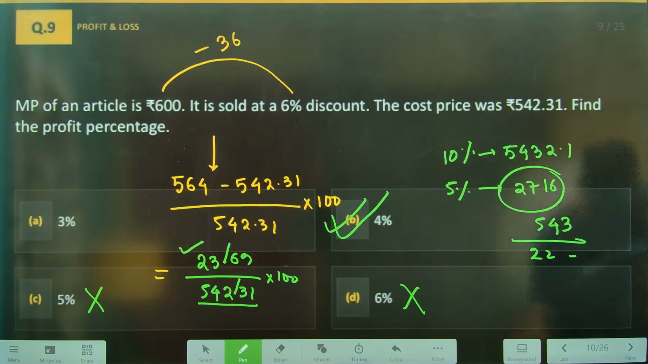Gopu, yes, good evening, brother. Good evening. So again, the nearest answer will be between 4 and 5%. Okay.